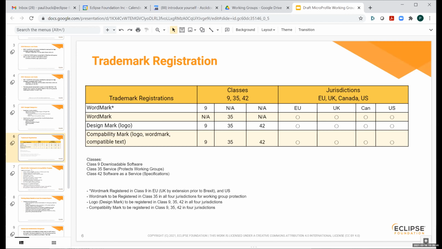So question on jurisdictions, there's no Asian countries listed or Asia in general.